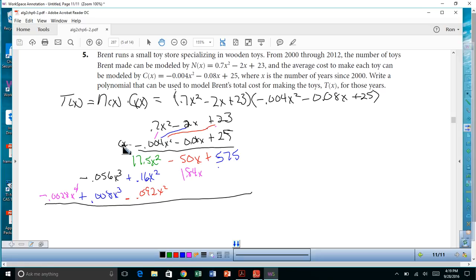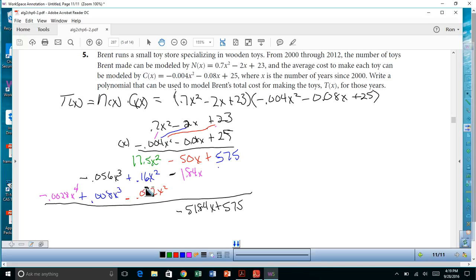Now see, remember we multiplied those. So let's bring the 575 down. That's our constant. And then these two here, negative 50 plus 1.84x, that's going to give us negative 51.84. That was a negative, wasn't it? Yeah, that was a negative. I should have put the negative 51.84x. That's a positive.